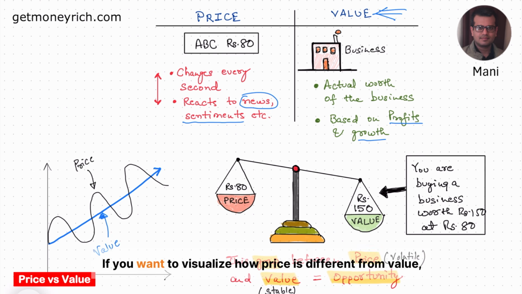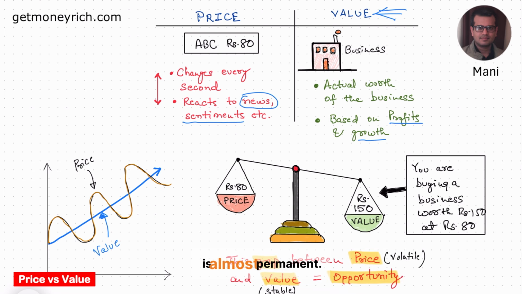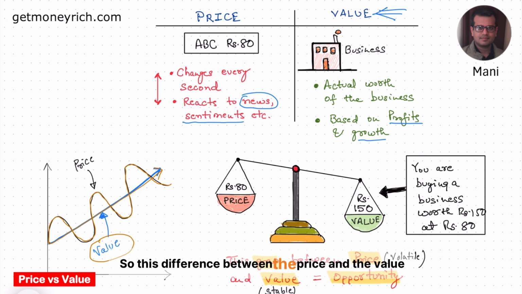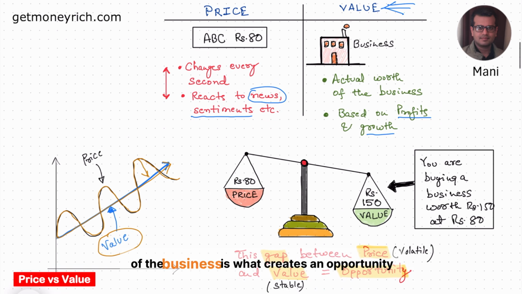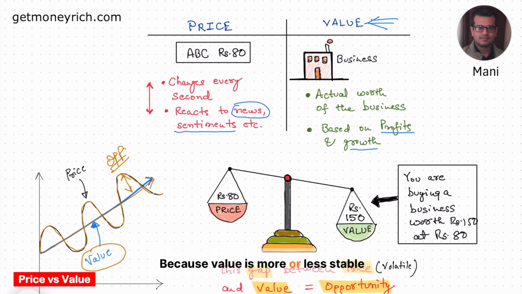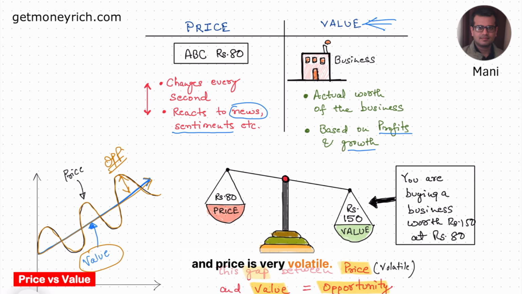If you want to visualize how price is different from value, you have to see this curve. In this curve, you see price is almost like a sine curve. It goes up, it goes down, and its volatility is almost permanent. But compared to the price, the value line you can see is more stable. So this difference between the price and the value of the business is what creates an opportunity for the investors. Because value is more or less stable and price is very volatile, whenever the price comes below the value of the business, that is the opportunity for the stock investor.